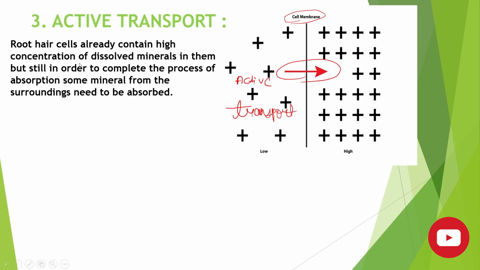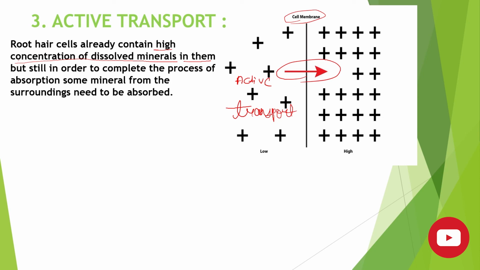We have already discussed it in the characteristics of roots. Root hair cells already contain a high concentration of dissolved minerals, right? That is a special characteristic of roots, that they already have a high concentration of dissolved minerals, for which osmosis takes place. But in order to complete the ongoing process of absorption, some minerals still need to be absorbed, despite the fact that there is already a high concentration of minerals present in the roots.